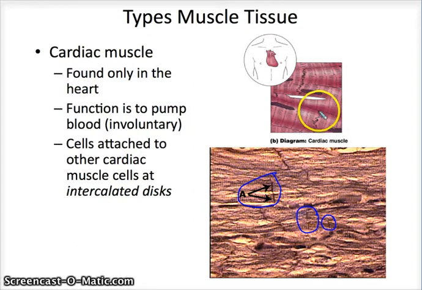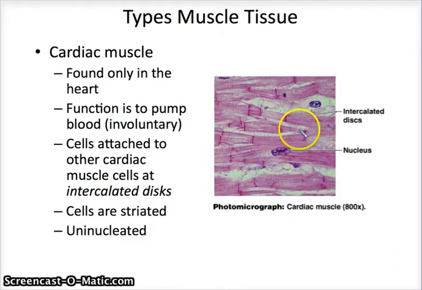Intercalated discs are real important. Right here, you can see it in this diagram. Intercalated discs are what join the individual cardiac muscle cells together. Now, what's important too is usually within these intercalated discs we find gap junctions. Now, one of those things you should remember from your review of Chapter 3 is that gap junctions are one of the three types or means or ways that cells join with each other. You have desmosomes, you have tight junctions, you have gap junctions.